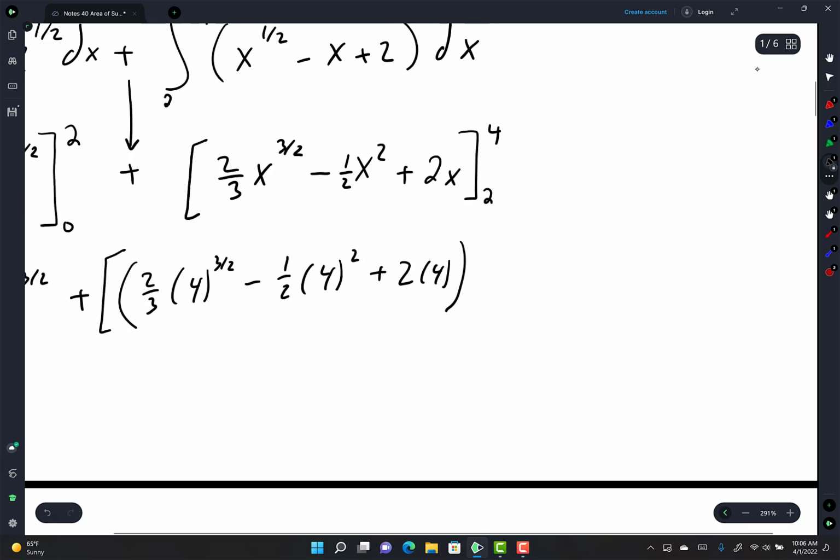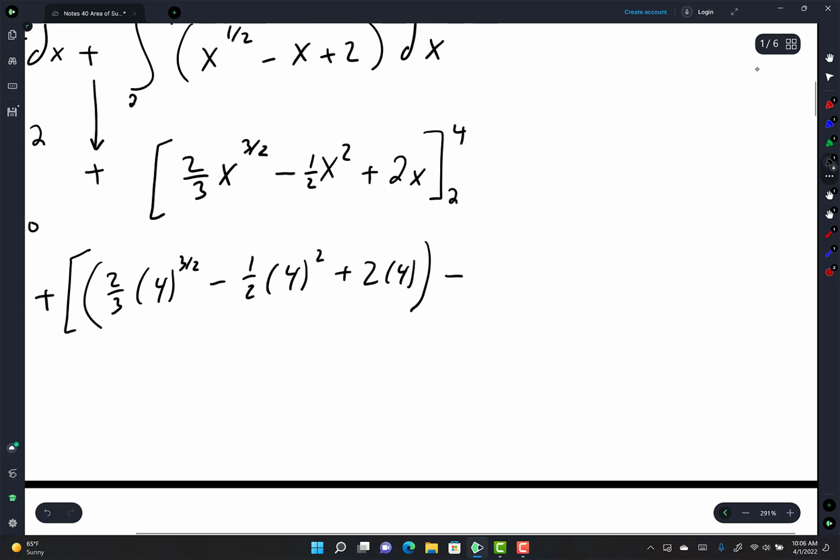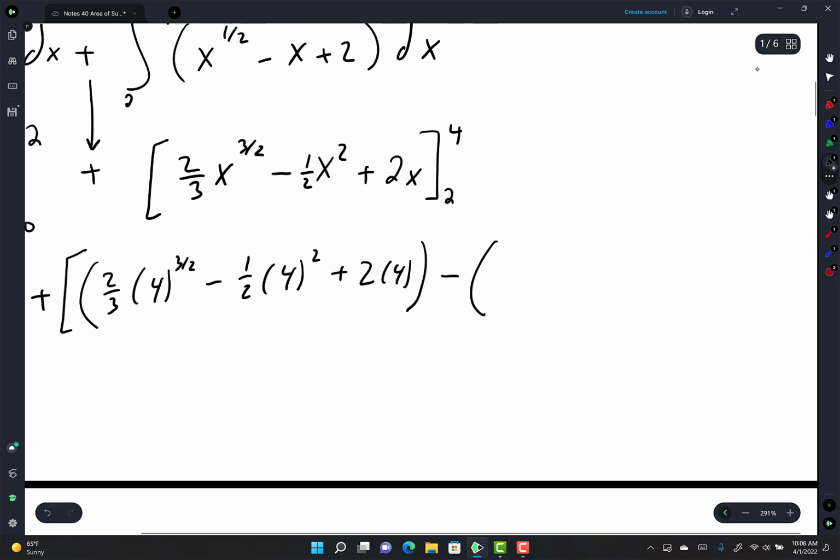Close that giant parenthesis, minus, open another one, and now I'm going to plug in a what? A 2. 2/3, 2 to the 3 halves, minus 1/2, 2 squared, plus 2 times 2.